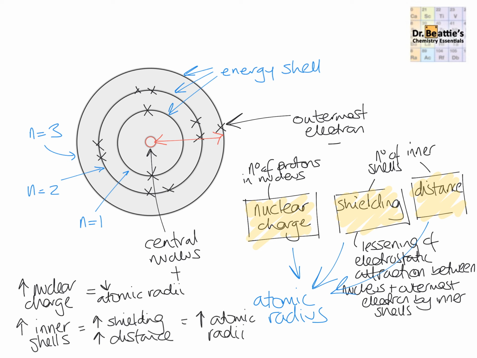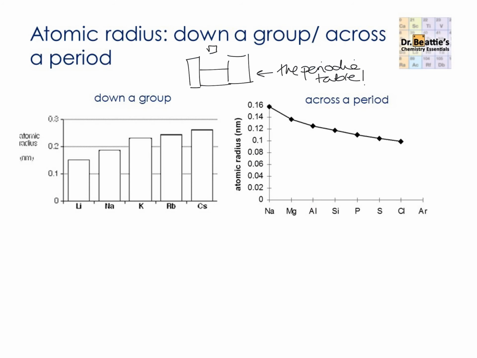These are key ideas that will be useful not only for explaining atomic radii in this video, but also ionization energy and how it changes in following videos. Now we're going to apply these ideas to two different situations. When we go down a group, we're going to be looking at group 1, this part of the periodic table. And then we're going to look across period 3, from sodium all the way through to argon.